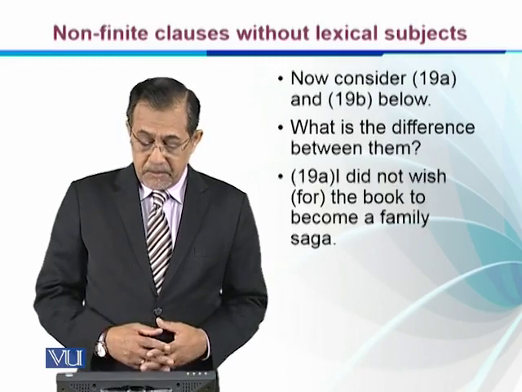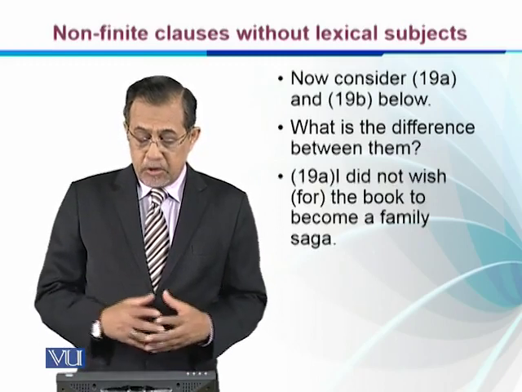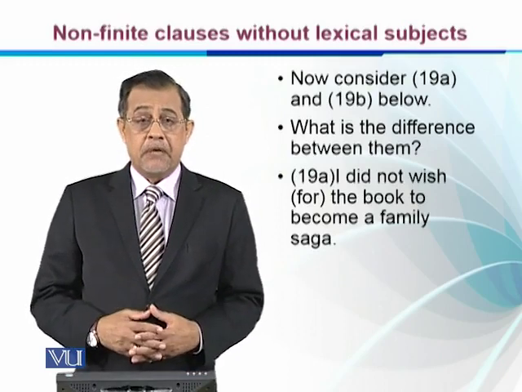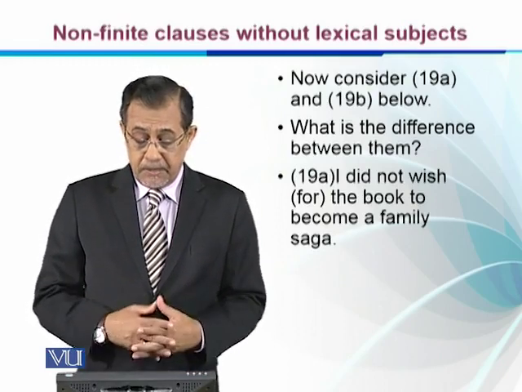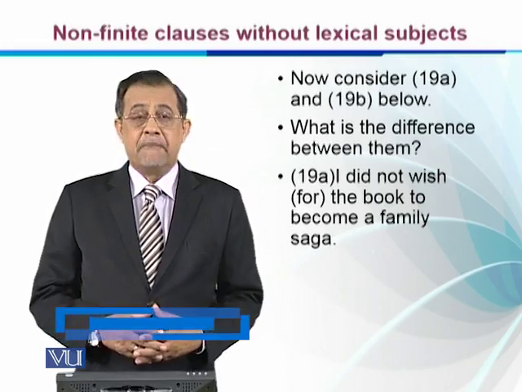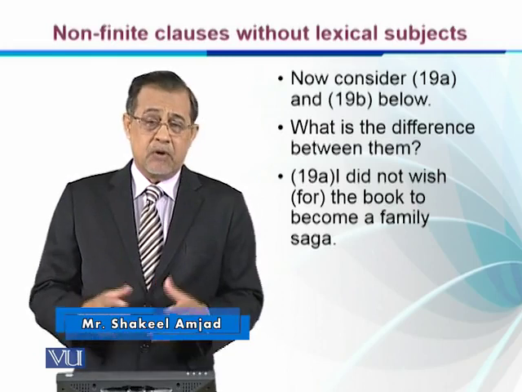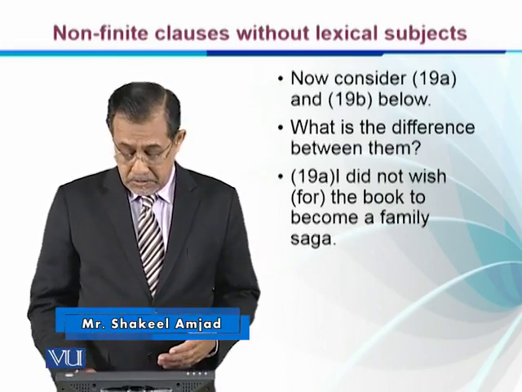Let's see. 19a says, I did not wish for the book to become a family saga. Obviously, for is optional here. The book to become a family saga. Let's see what the book is. Is it a subject or something else?